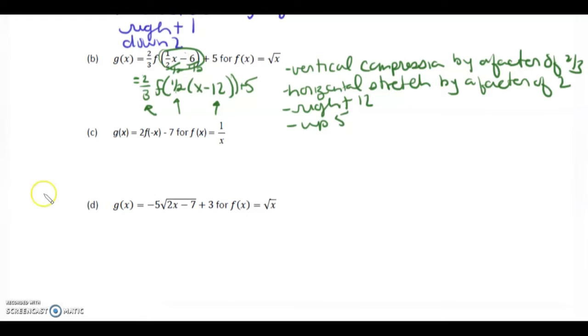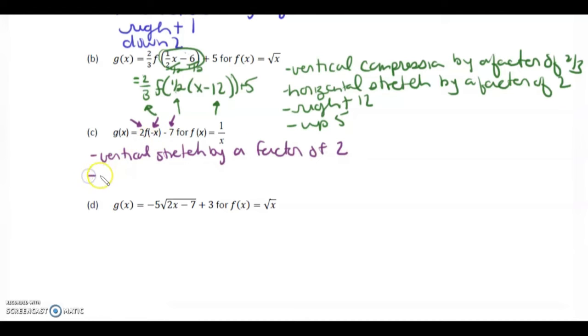Okay, we're on C. So the function's 1 over x. This doesn't even actually matter. What matters are this 2, the negative symbol here, and the -7. So the 2 stands for a vertical stretch by a factor of 2. The negative sign right beside the x is a reflection in the y-axis. And this -7 is down 7.